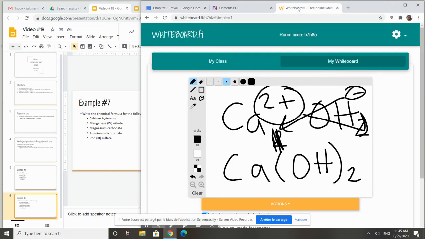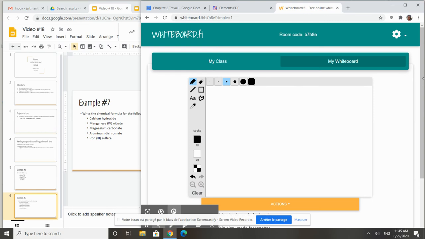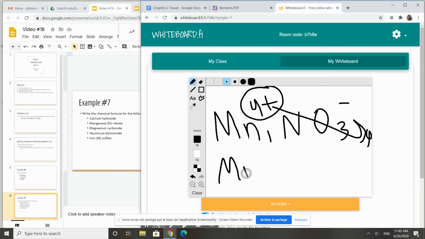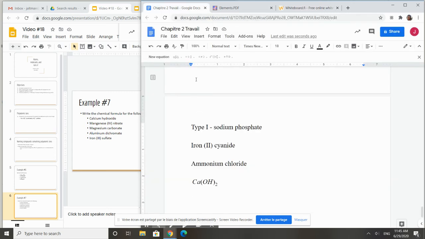And then let's take a look at manganese 4 nitrate. So Mn4+. I find nitrate on my polyatomic ion sheet, NO3 minus. Crisscross applesauce, I bring down this 4. That 3 has to stay inside of the parentheses. So Mn, parentheses NO3, close parentheses 4.